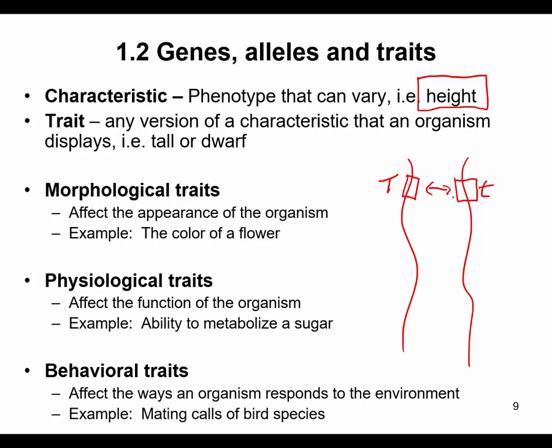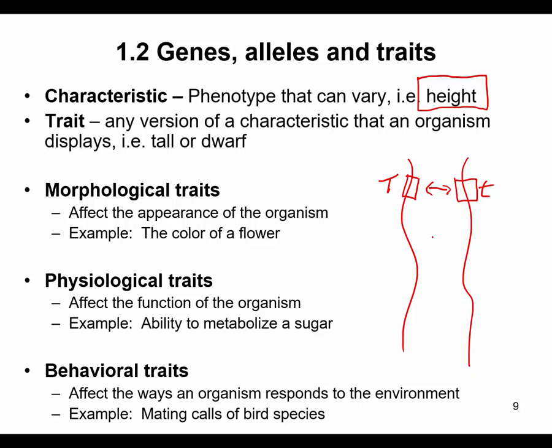But the characteristic is the variable, height or pigmentation, etc. And then the trait is what version of that variable you have. Are you tall? Are you short? So that's the difference between a characteristic and a trait.